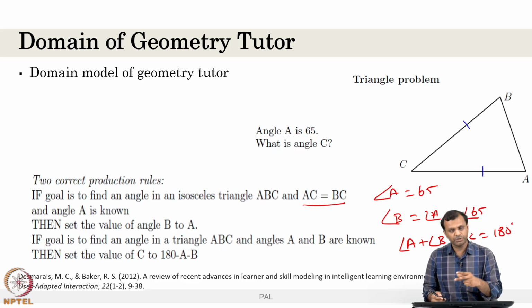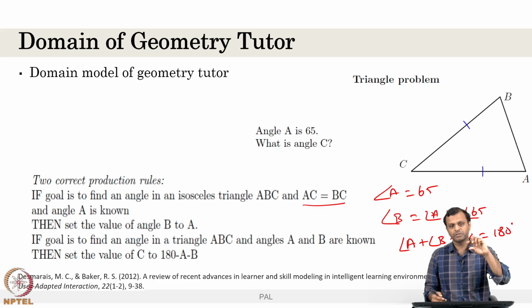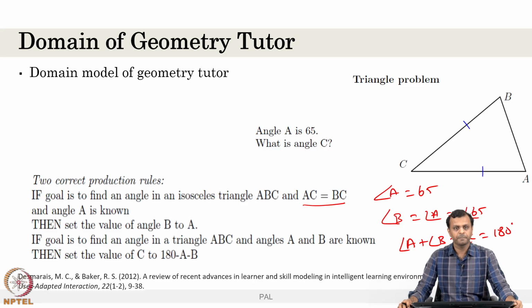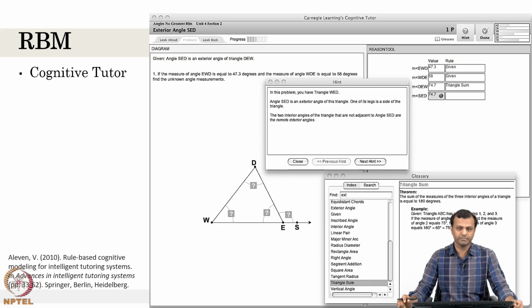So in this particular tutor, there are only two rules. The order is also fixed. The order is, first assign the unknown angle of B to A, then find the angle C. This order has to be maintained. This is the set of rules. Now you don't need to worry about the previous production rules with fractions. Even if you are able to write rules in this particular format, this is enough for the cognitive tutor. Okay, and we'll see one more example.